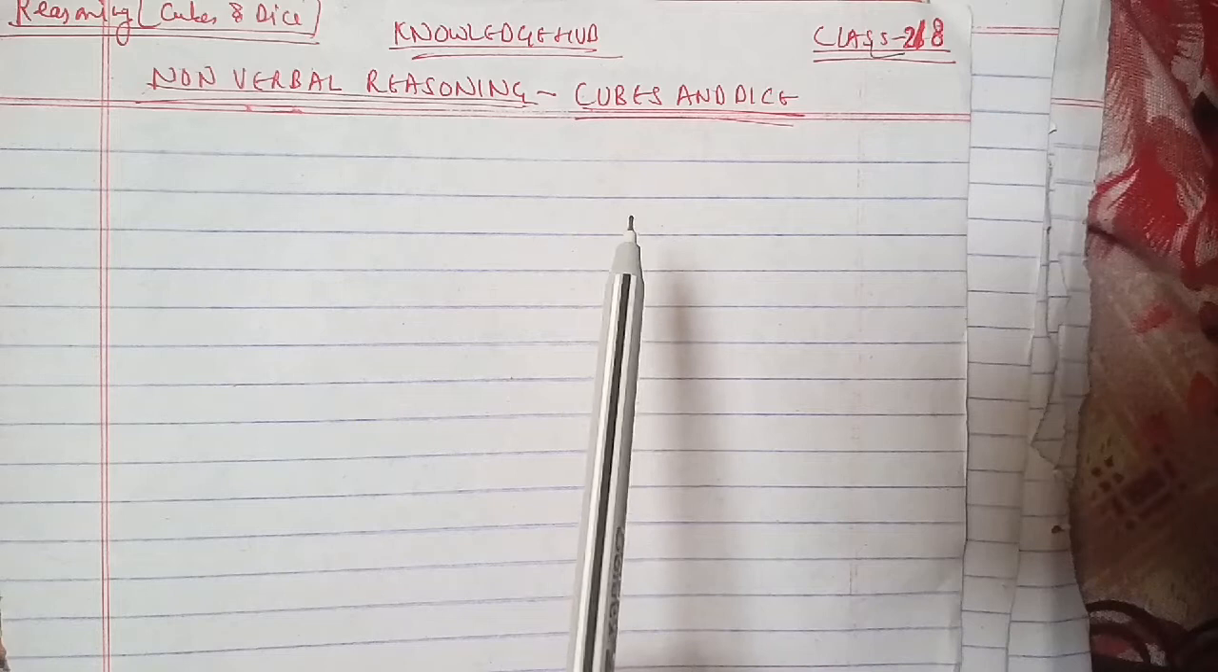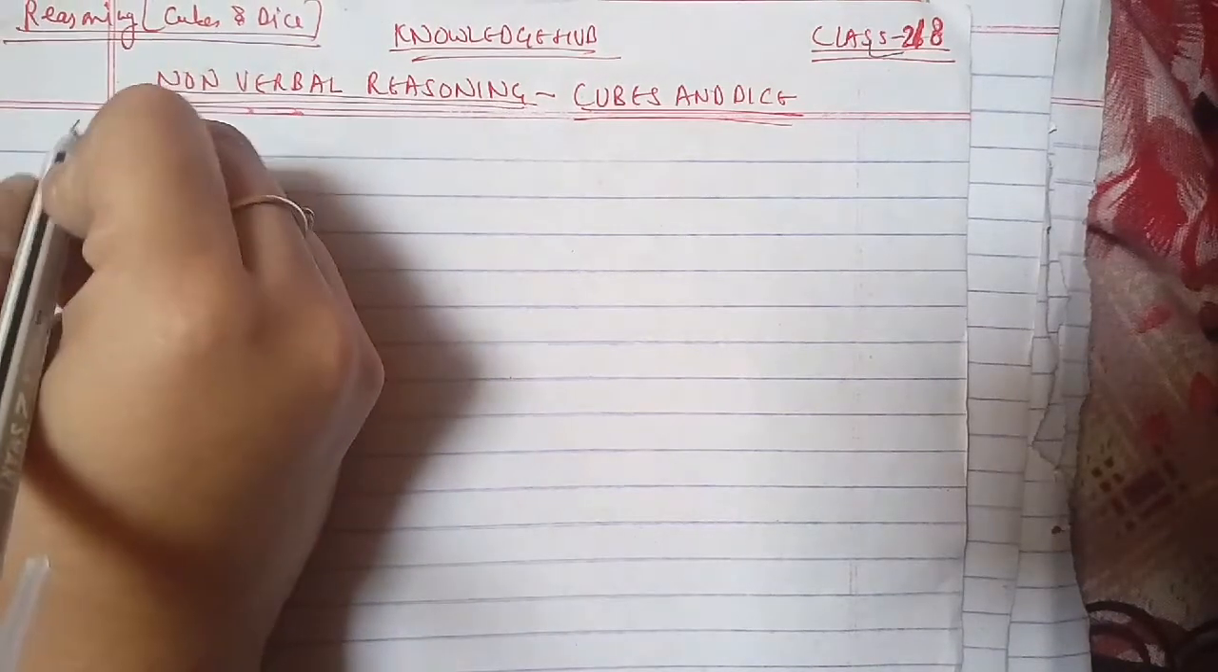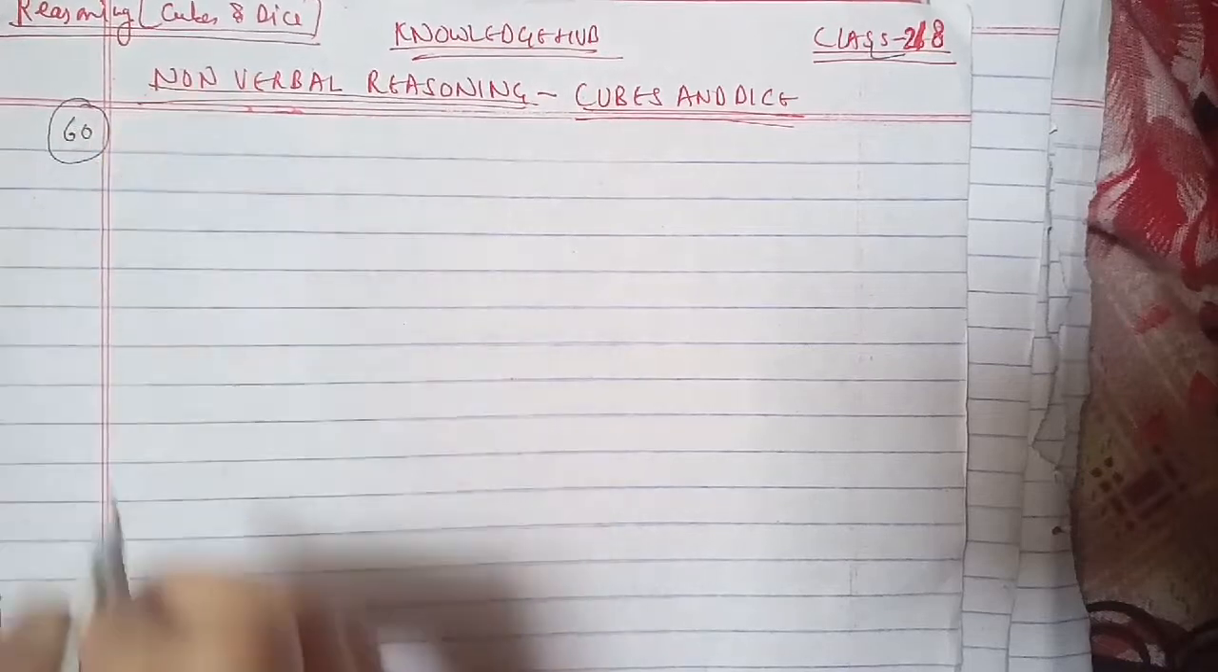In non-verbal reasoning, we had done series, analogy, classification, analytical reasoning, mirror image, water image, embedded figure, completion of incomplete pattern, figure matrix, paper folding, paper cutting, rule detection, grouping of identical figures, and cubes and dice. That is the 14th topic we are dealing with. In cubes and dice, we had started, and we completed the 59th question in the last class. Today we have to start with the 60th question of the session.